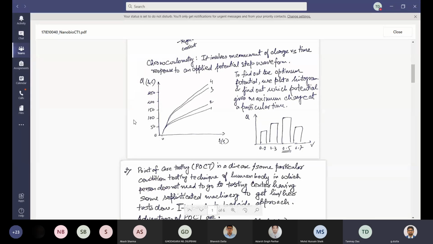The fixed potential. No, it's not there, right? To find out the optimum potential, you have to mention it here. This is the very important keyword for chronocoulometry, that you are applying a fixed potential, generally from the cyclic voltammetry, these things that I already described many times. When doing chronocoulometry or chronoamperometry, you have to mention that you are applying a fixed potential, and then you are getting charge versus time.